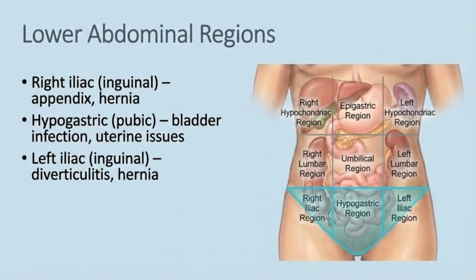The right iliac region, also known as the right inguinal region, is located in the lower right portion of the abdomen. The term iliac refers to the hip bone. Pain in this region is commonly documented when assessing for appendicitis.